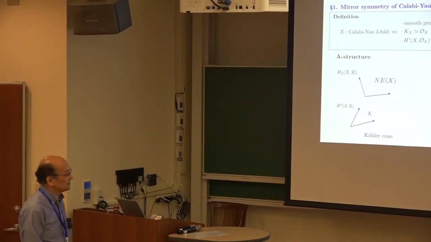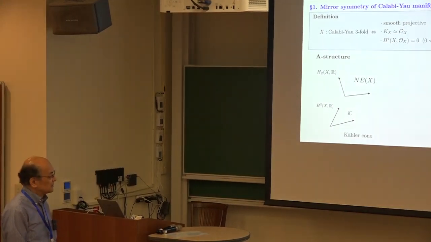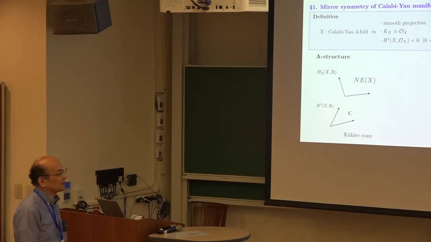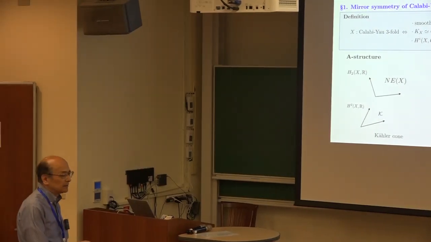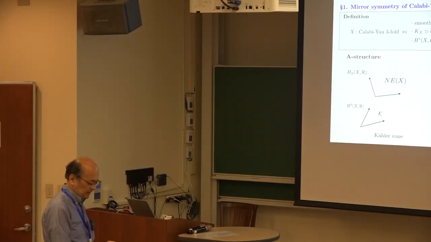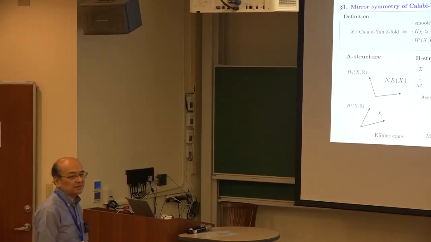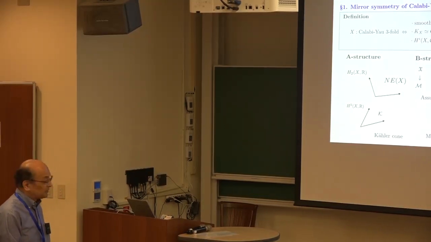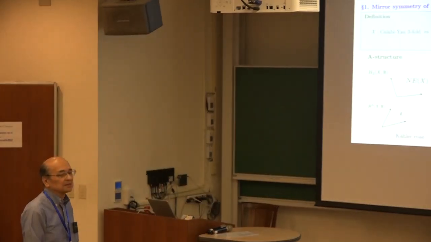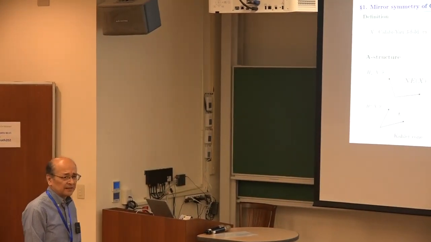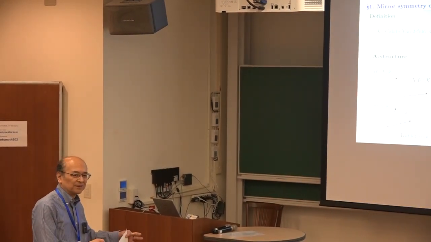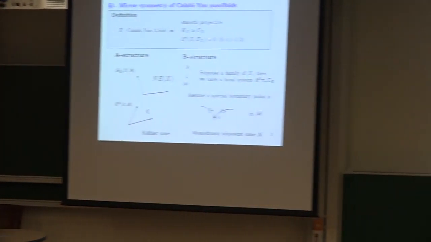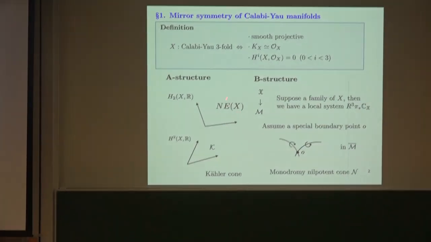One is the A structure related to the Kähler class. Last time I wrote simply the Kähler form. This time, it is the Kähler form together with its dual form, the so-called net form. On the other hand, the B structure is defined in terms of a family of Calabi-Yau manifolds. In the case of toric hypersurfaces, there is a natural way to construct the family. By definition, from the very beginning, we know how to construct the family.